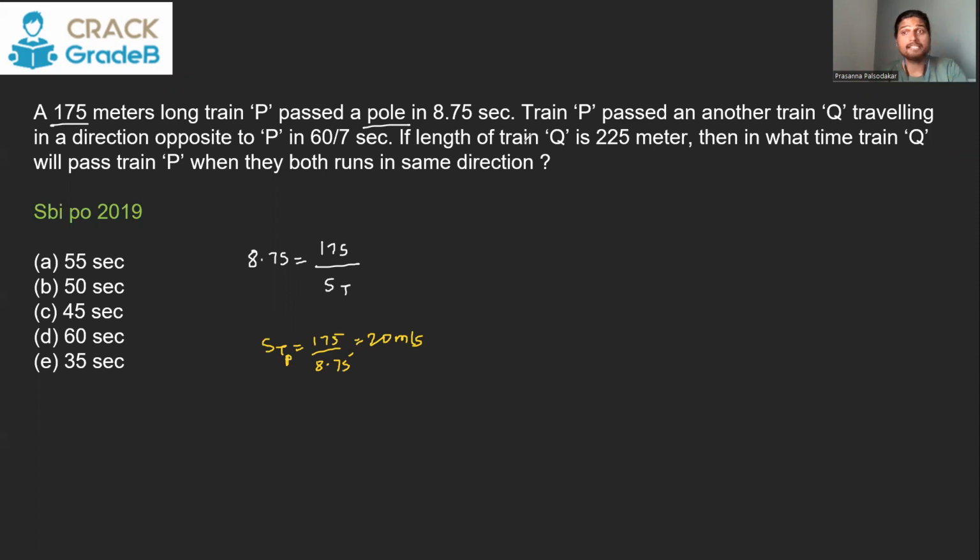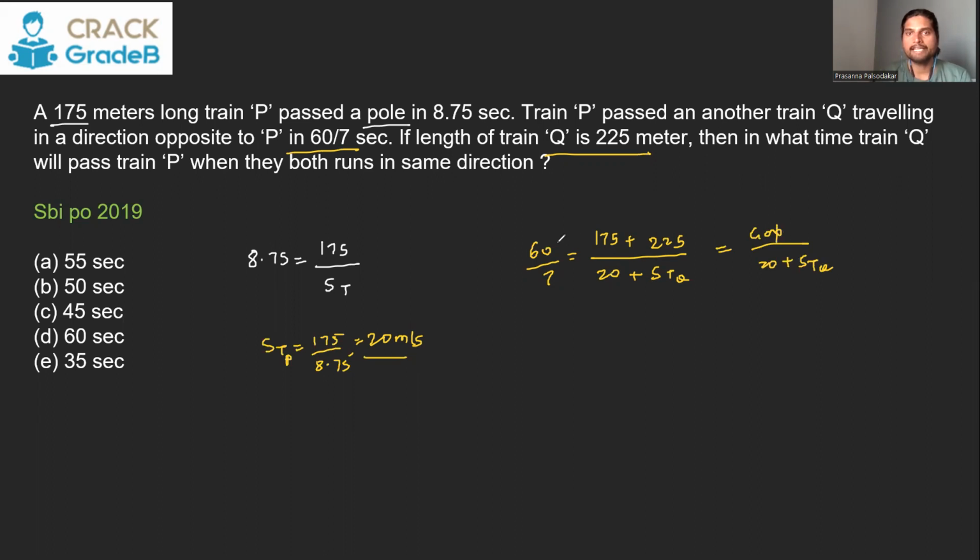Now train P passes another train Q traveling in the opposite direction in 60/7 seconds. So time to cross another train in the opposite direction is length of train 1, which is 175, plus length of train 2, which is 225, upon speed of train 1, which we just calculated as 20, plus speed of train 2, which means speed of train Q. From here, we can calculate the speed of train Q. That becomes 400 upon 20 plus speed of train Q. This 0 will get cancelled with this 60, and then we can do the cross multiplication.